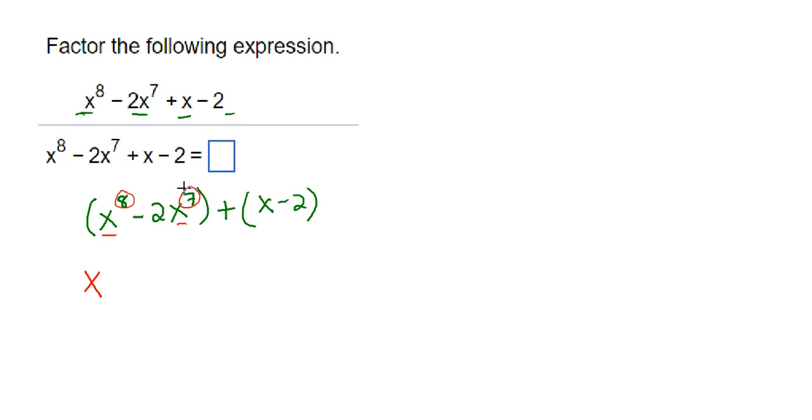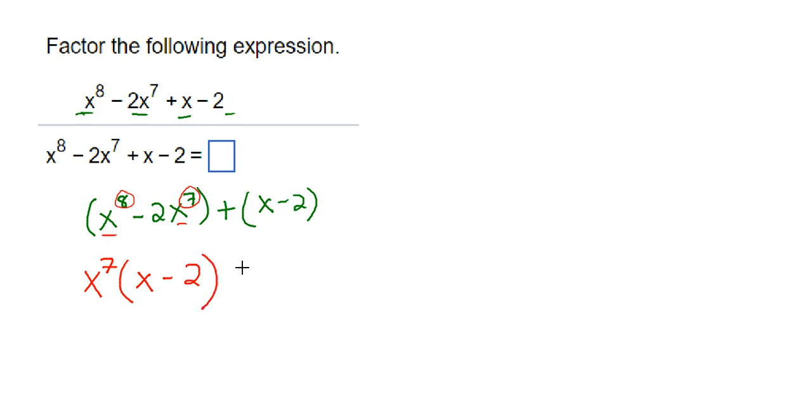The common factor in the first group, they both have an x, so we can factor out an x. The lowest power that occurs is 7. So we'll take x to the 7th power out. When I take 7 powers of x away from this first term, I'll have 1 power of x left. Minus, we'll have the 2 left over here, and we take away all 7 powers of x, so no x will be left in that second term.